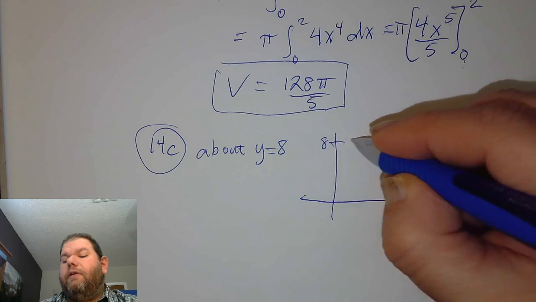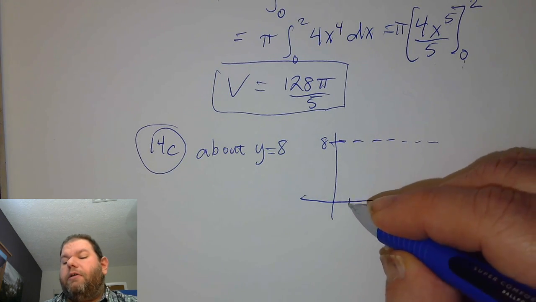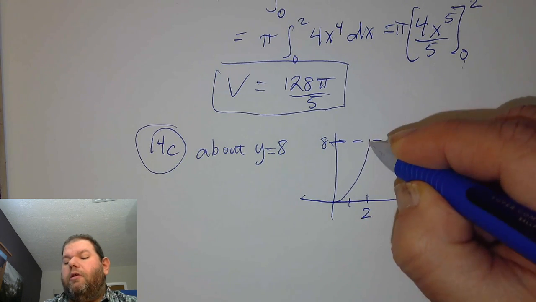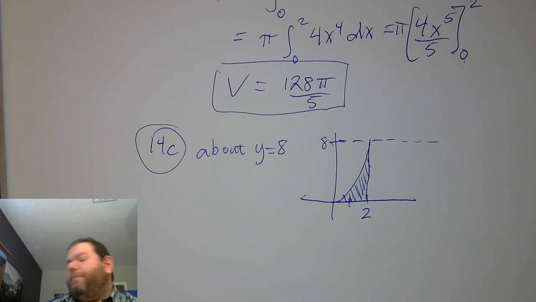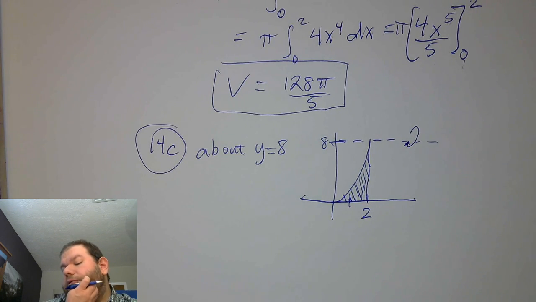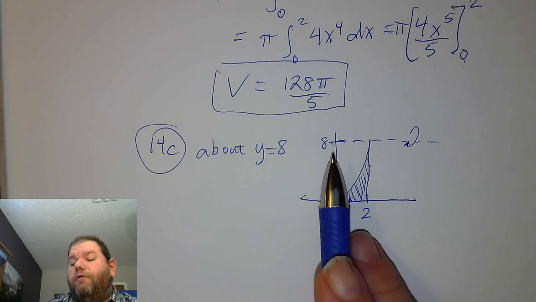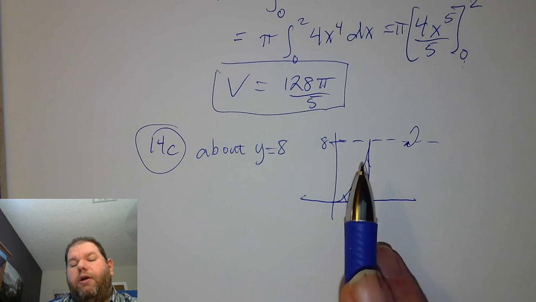Now y equals 8 is up here. I'm going to draw it with the dotted line. And remember, that's how high our graph goes. So here's our axis of revolution. And so now, we haven't looked at an example like this where the axis is above the graph, but it's a good opportunity now. First of all, since this is a horizontal axis, are we going to use the x or the y variables?